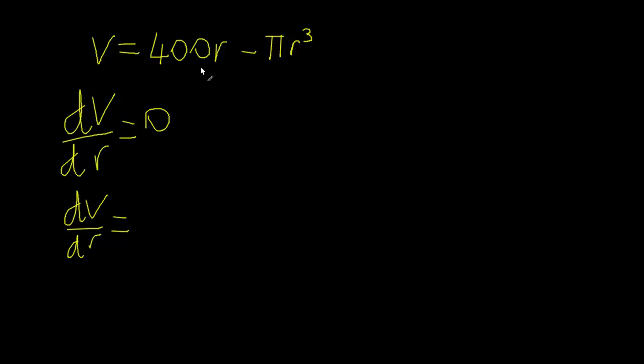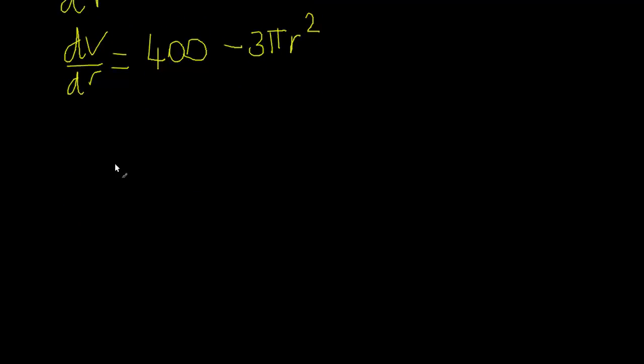So with respect to r, if we're differentiating 400r, we'll just get left with 400. If we're differentiating pi r cubed, we multiply by the power, so we get 3 pi, and take 1 away from the power, so we get 3 pi r squared. And remember, we're looking for a point where this is equal to 0, because that implies that it's a stationary point. So 0 is equal to 400 minus 3 pi r squared.